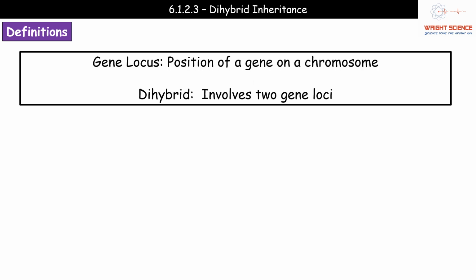First thing we need to understand before we delve into this topic is a couple of definitions. First one, gene locus. This is the actual position of a gene on a chromosome. So wherever you see gene locus or gene loci, it's always referring to gene positions on chromosomes. Second word, dihybrid. Now, di just means two. So dihybrid inheritance is one that involves two gene loci.